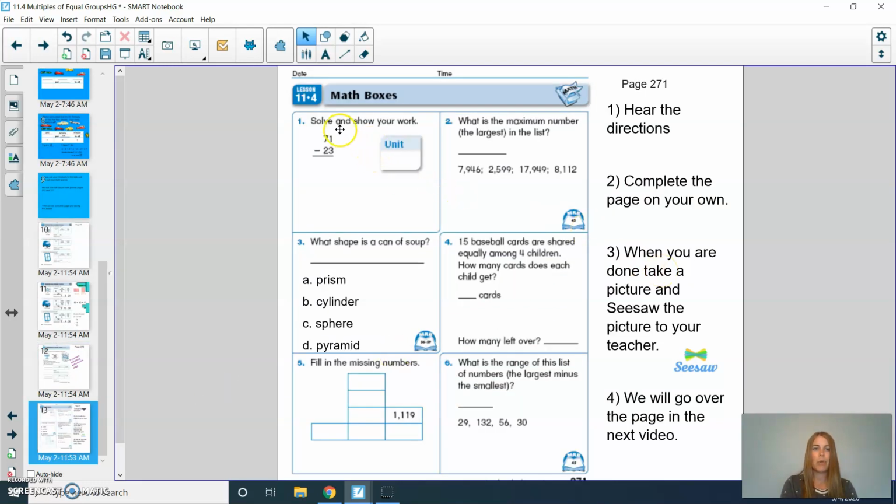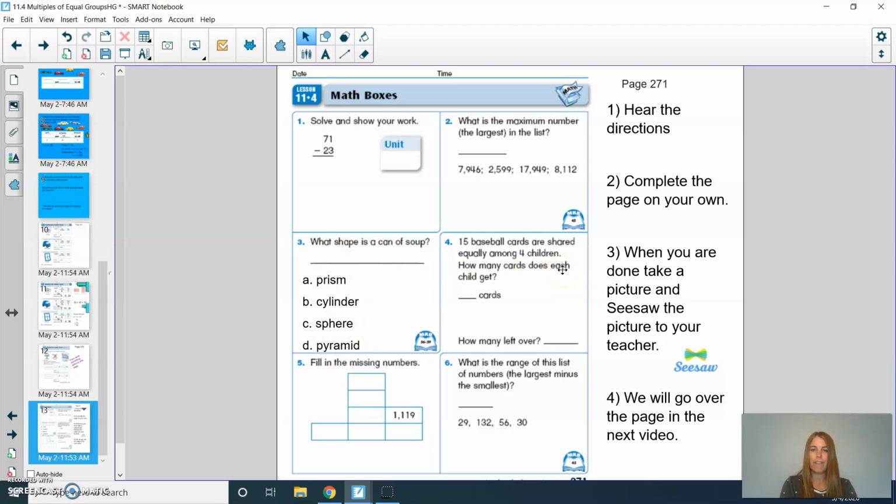So for question number 1, you're solving and showing your work. For question 2, what is the maximum number or the largest number in the list? For question 3, I added a little hint. So what shape is a can of soup? And if you want to take a look at how to spell it, you can use my spelling here, but still make sure you're writing the whole word on the line.